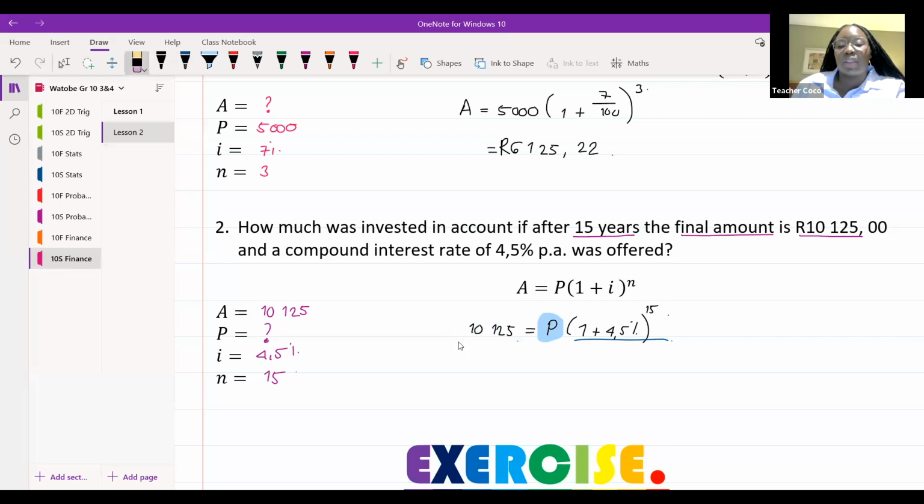Right, let's think about this, Mara. If I said to you, I've got 2x is equal to 4. I want x on its own. What would I do with 2? Divide both sides by 2. Correct, we would divide both sides by 2. Now, we're going to treat P like x. I have P times all of this stuff. How do I get rid of all of that stuff?